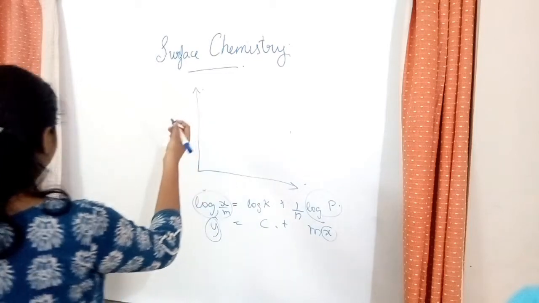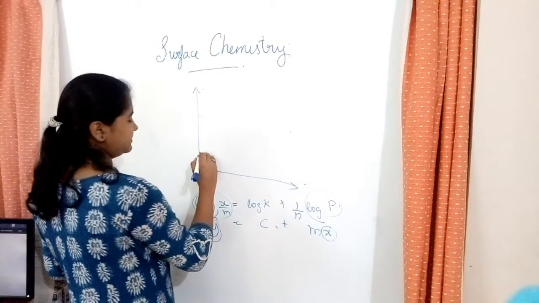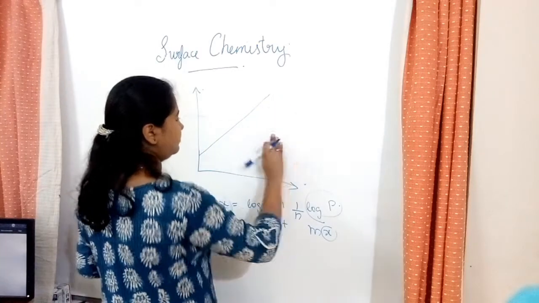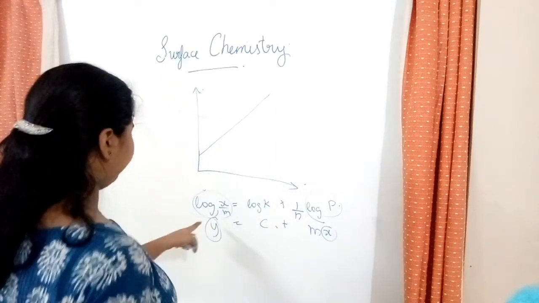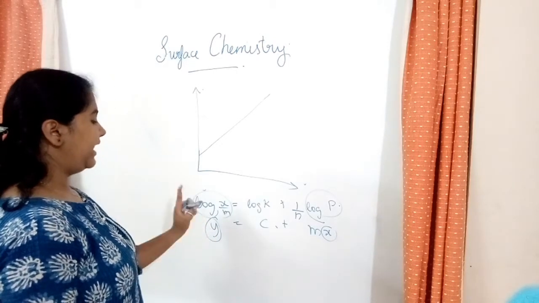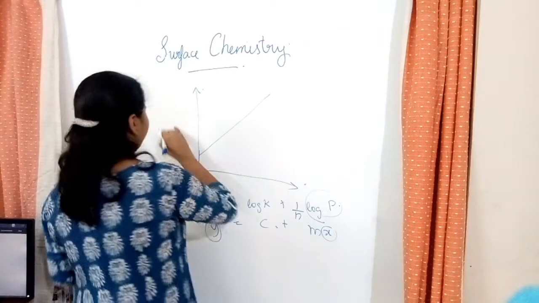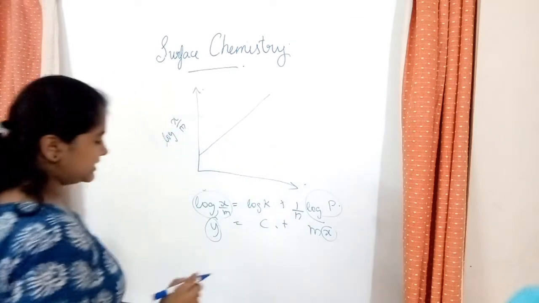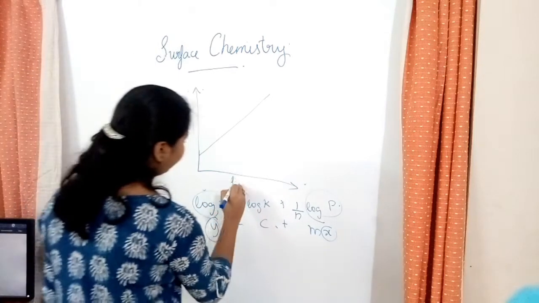So we are drawing the graph. We'll start from somewhere here. So this is our graph. Now we know what the y-axis is. The y-axis is log x by m. And what is the x-axis? Log p.